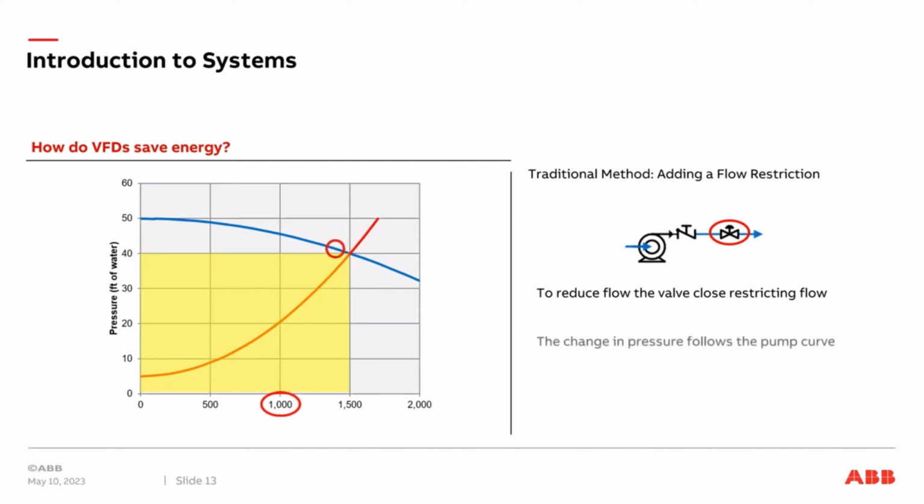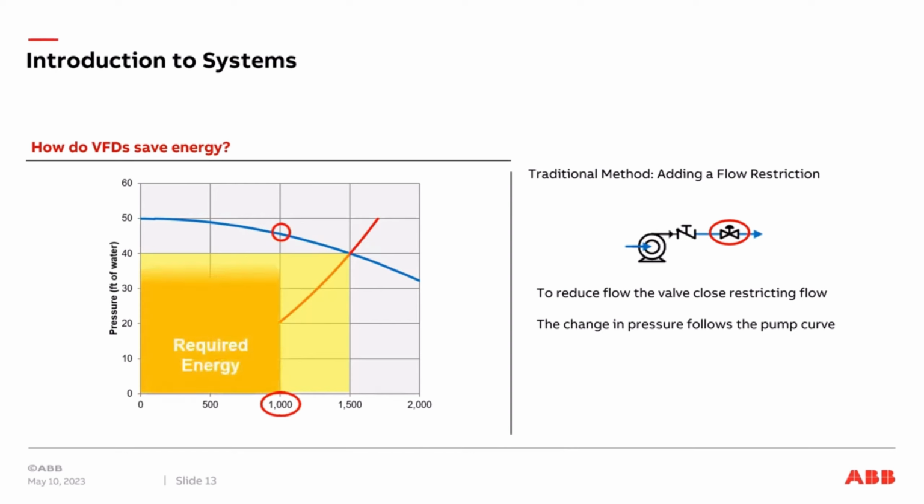By doing this, we follow the pump curve. Now the pump curve is in blue, and because we just restricted the flow and the pump is running at full speed, what we have now is a total amount of energy. As you see here, this required energy is actually a little bit less than we had before, but it's still a lot of energy being used because the motor is still running at full horsepower.